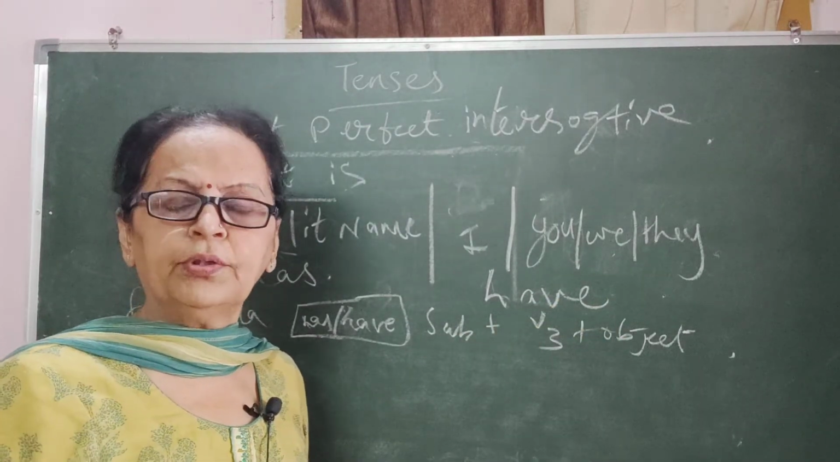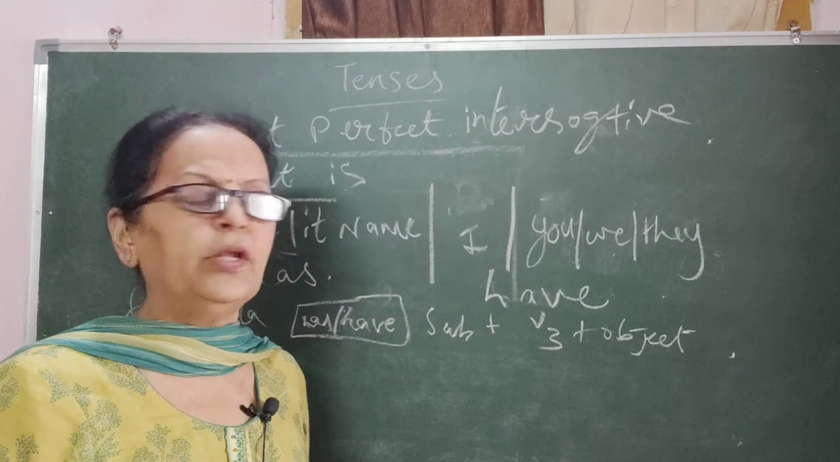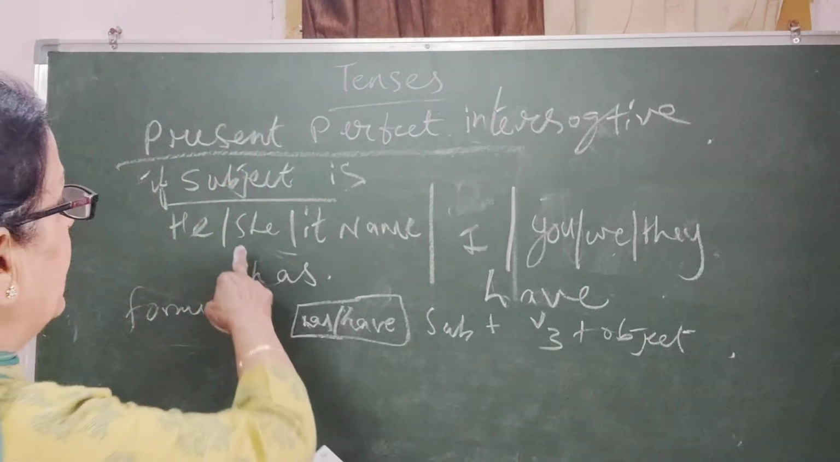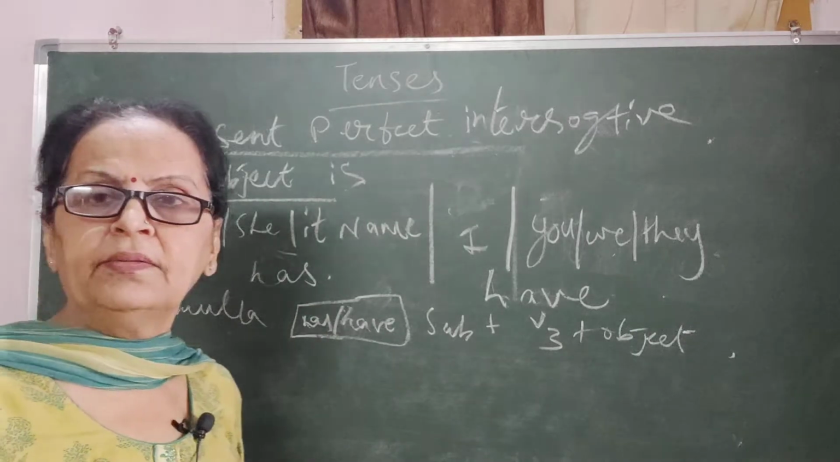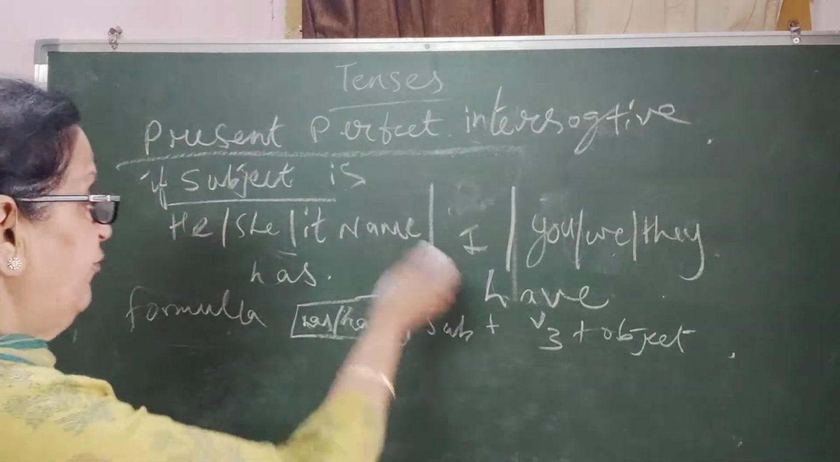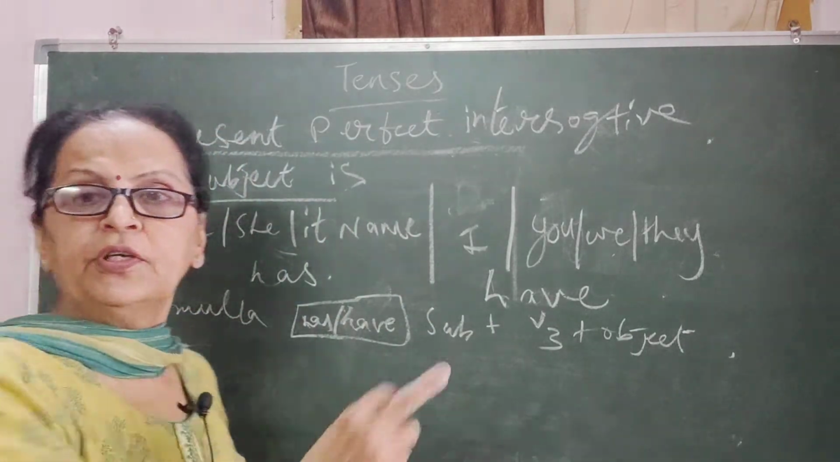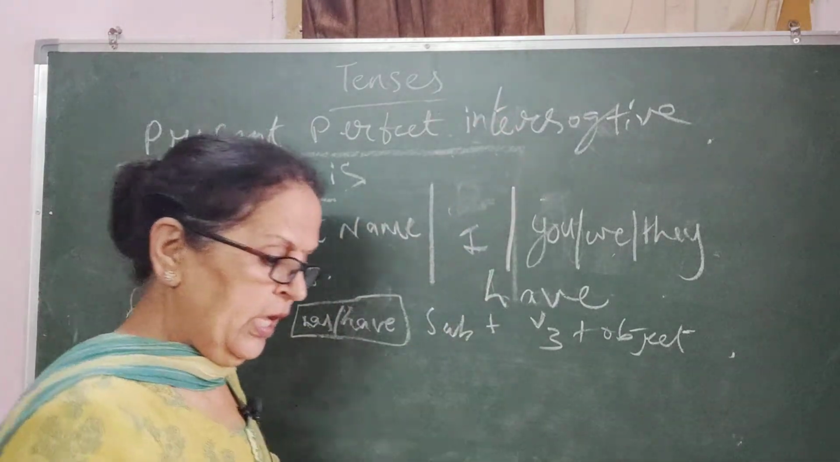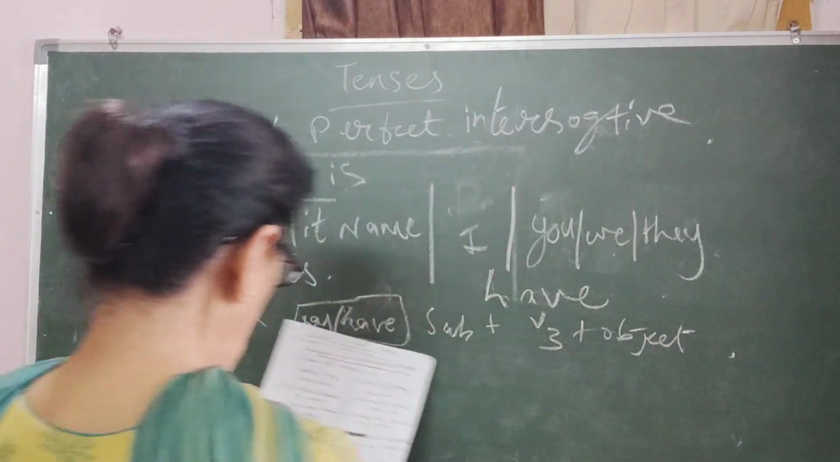We say we realize our own mistake. Where are we wrong? If I want to write he has written a letter, that is positive. But if I write down has before, has he written a letter? It becomes interrogative.